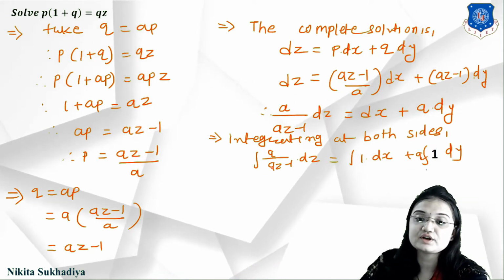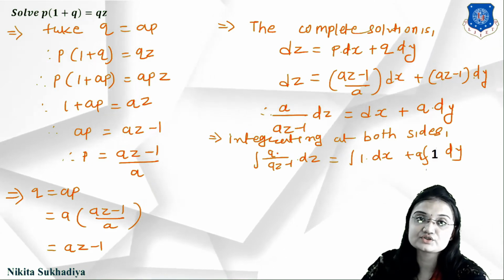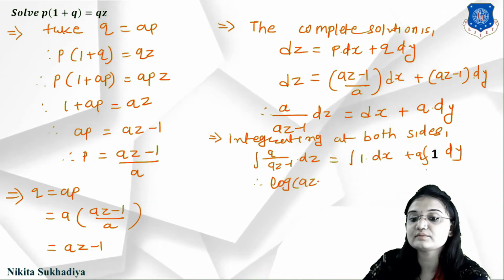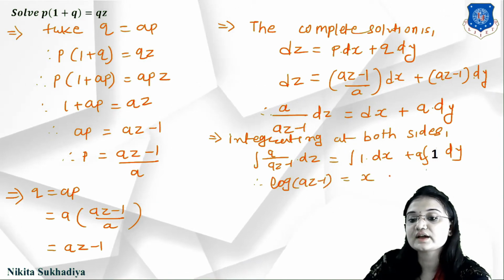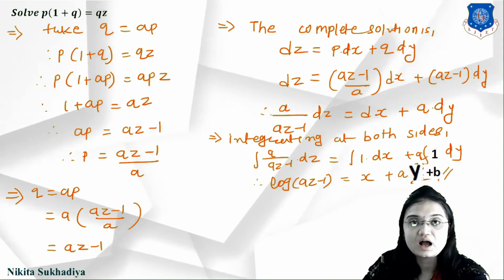Okay, so here we have the function in the denominator and the derivative of the function in the numerator. So this will become the logarithm of (az − 1) is equal to x plus a y plus b. This one is our final answer.